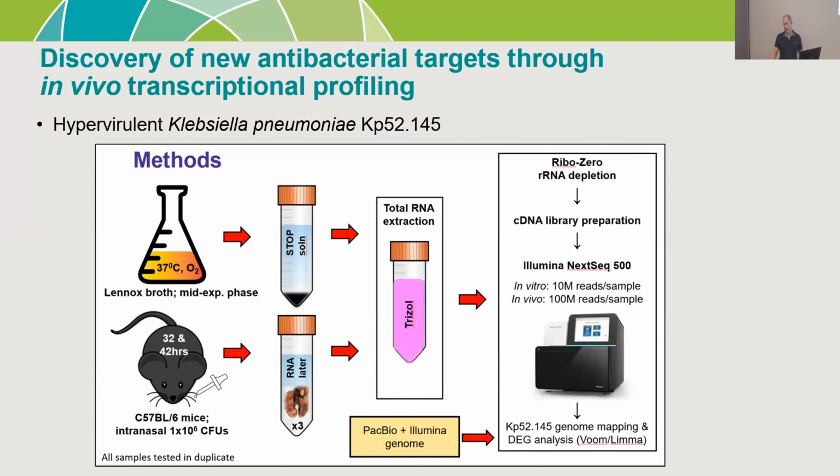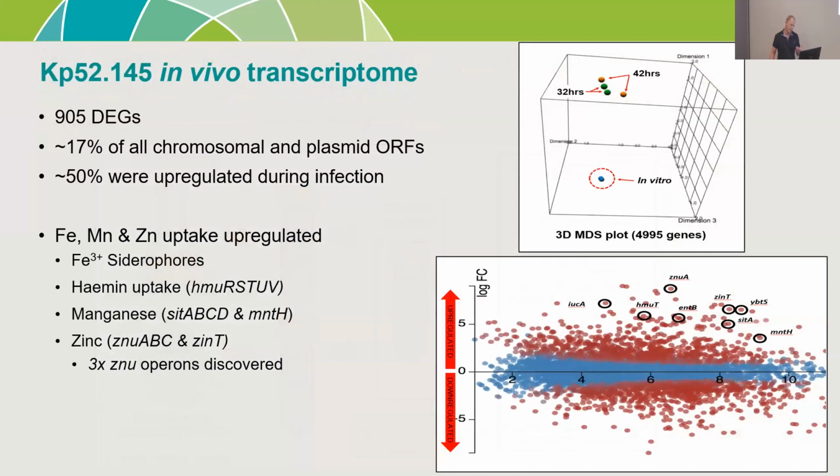Effectively, we extract the RNA from both of these samples, deplete the ribosomal RNA because we're only interested in the messenger RNA here, and then put it onto our Illumina sequencing platforms. With this study, we identified just under 1,000 differentially expressed genes that were either upregulated or downregulated in the context of lung infection. We found about a 50-50 split between up and down regulated genes, and they represented just under 20% of all the chromosomal and plasmid open reading frames for the Klebsiella pneumoniae genome.